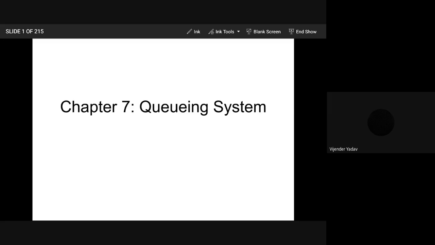So, in the last class, we revised the basics of probability theory. Now, we will start the actual course. The previous part was also part of the course, and we will ask questions from there too. But from now onward, we will study the application of optimization, operation research, and probability theory. So the very first chapter is the queuing system.